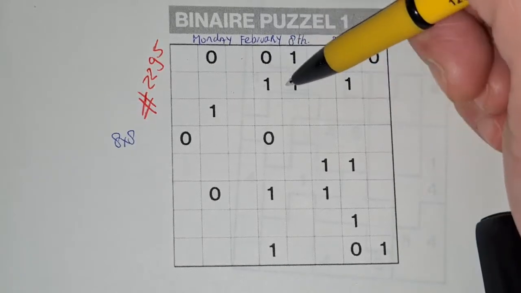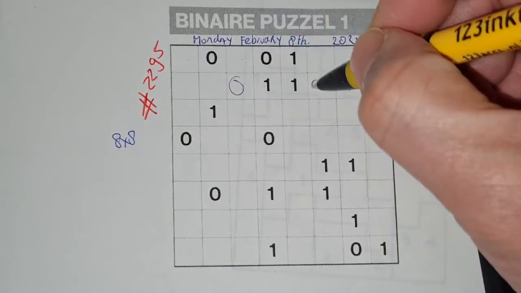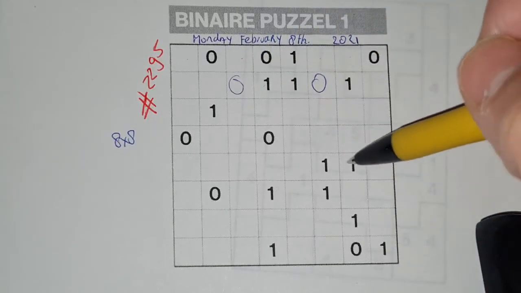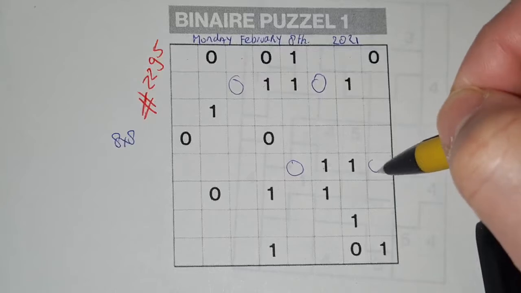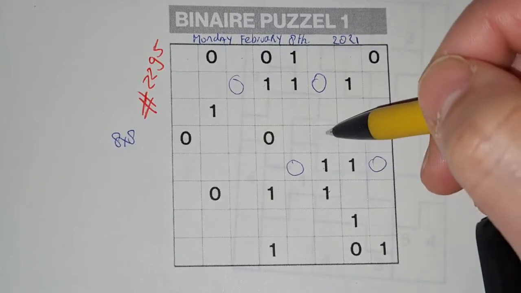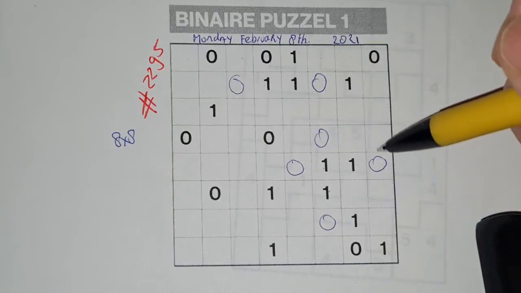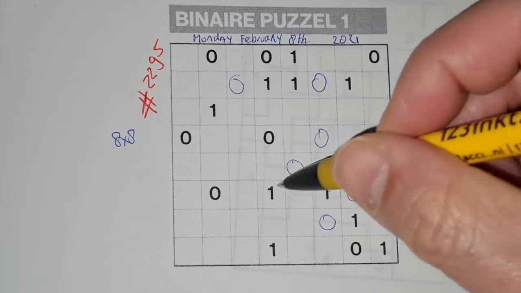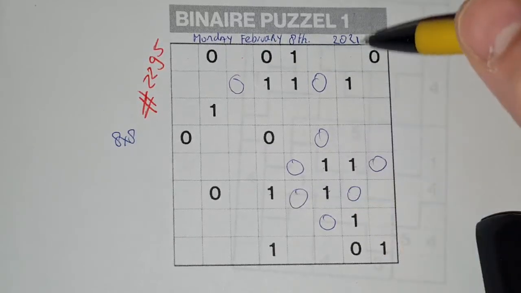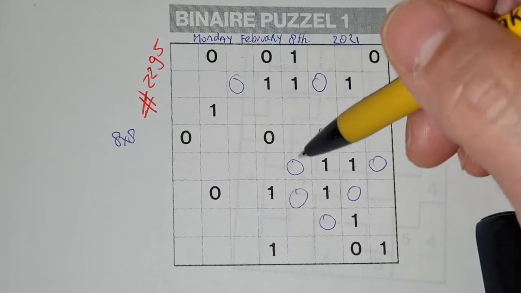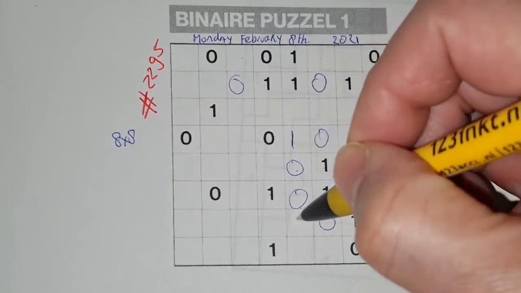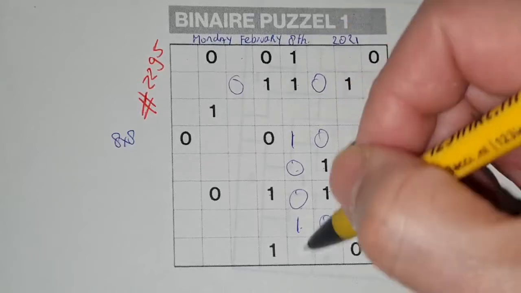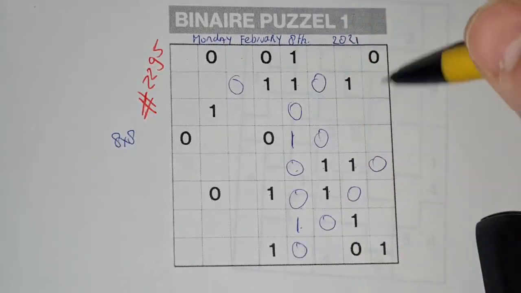Double one. Between two ones comes an O. Double O, here one, there one. We have now 4 ones, so the rest are O's.